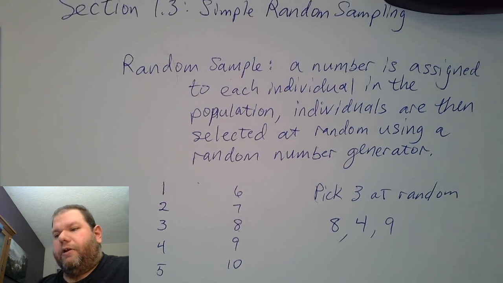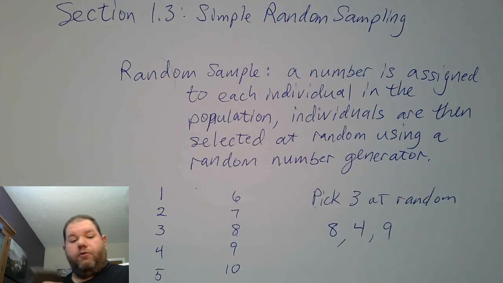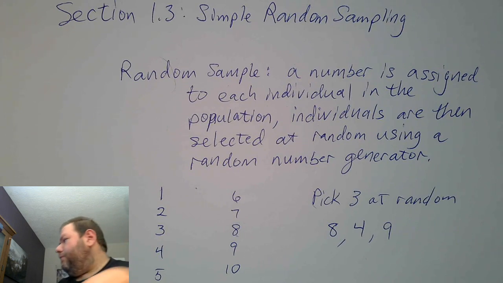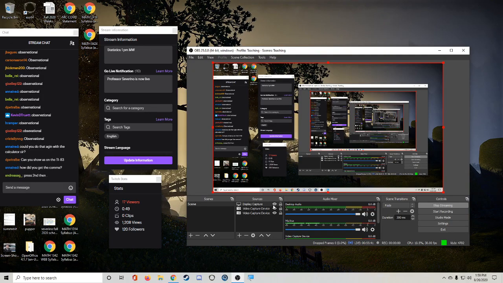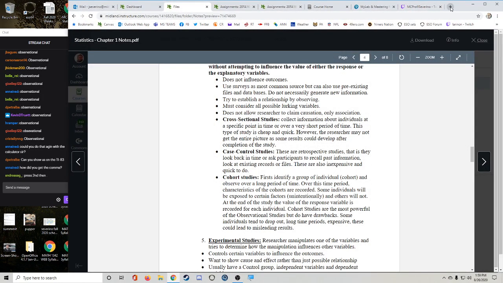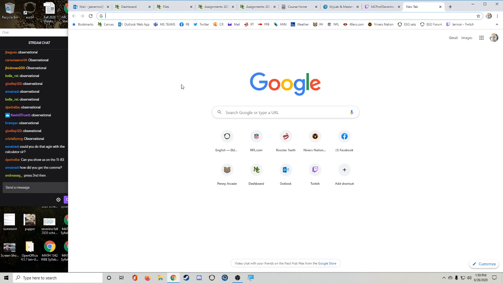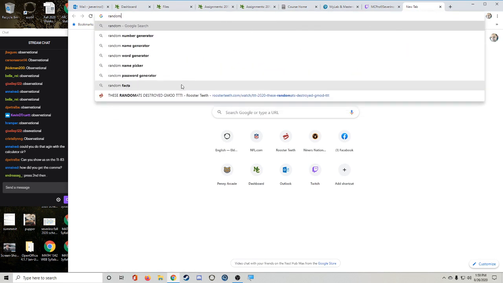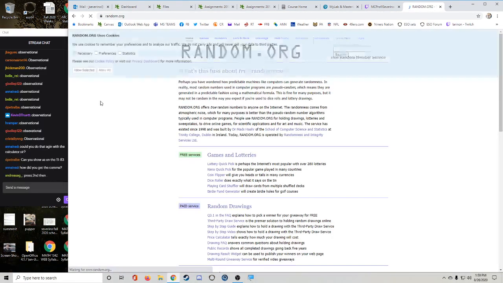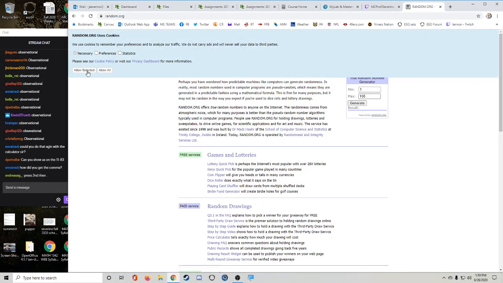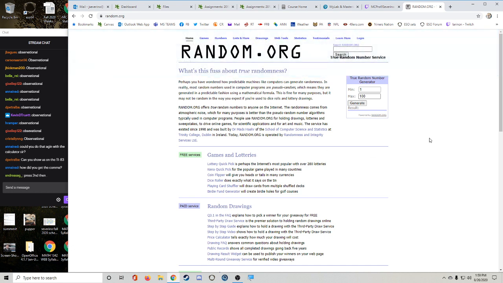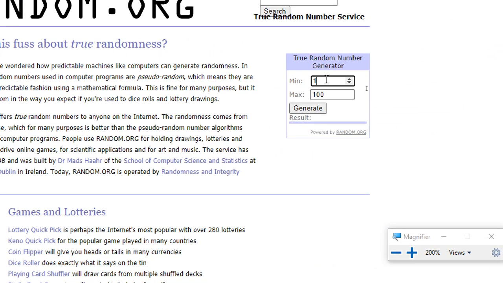Okay, now, if you don't want to mess around with any of that, then we could go online. There's a website called random.org. So we want a number between 1 and 10. And then we can just generate a result.